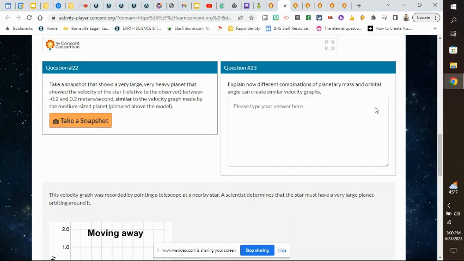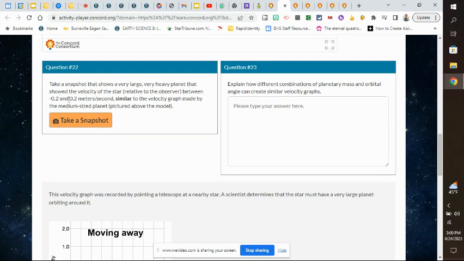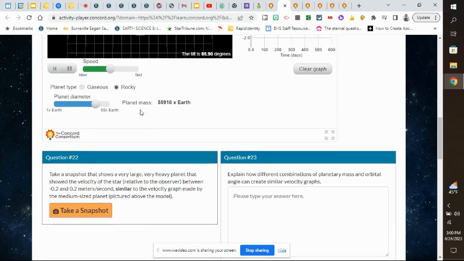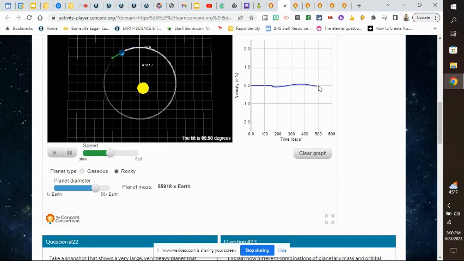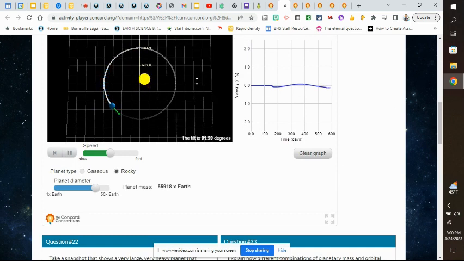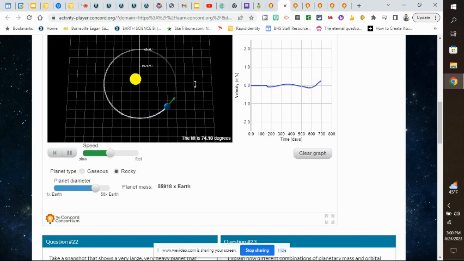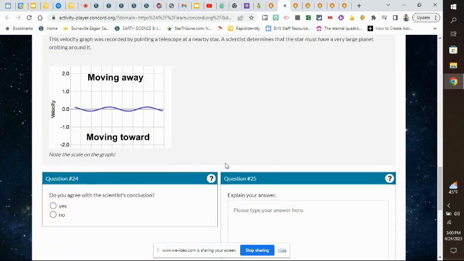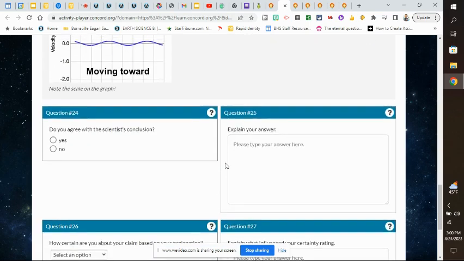It says take a snapshot that shows a very large, very heavy planet that has between a -0.2 and 0.2 meters per second. I'm not going to worry too much about that. If you get a pretty gentle slope here, you'll be fine. The point is that because of the tilt, you can have something very massive not moving the line very much at all. Okay. Then answer the questions.